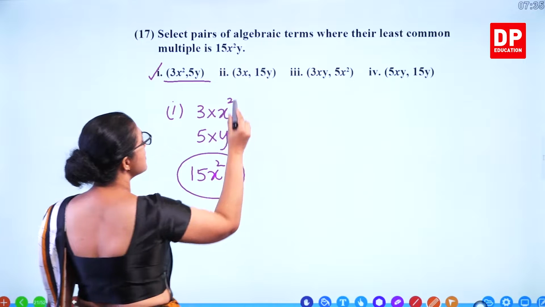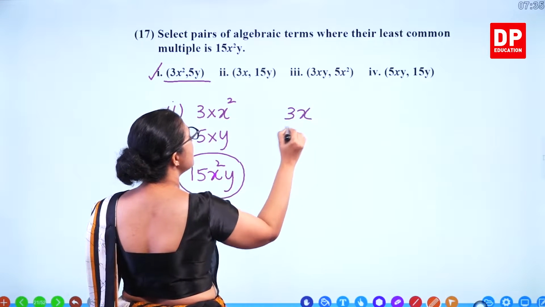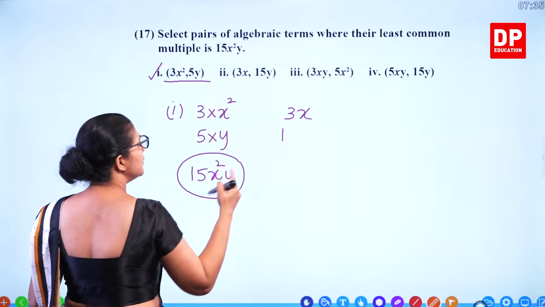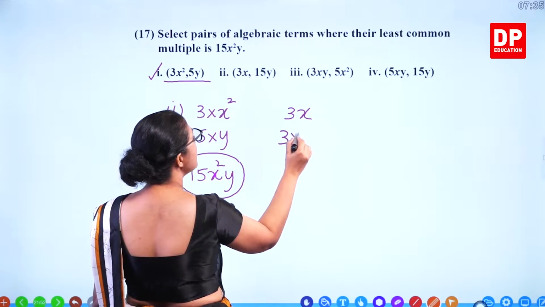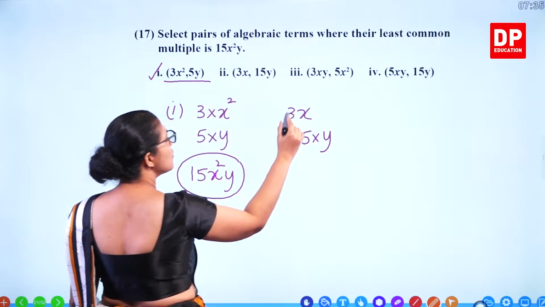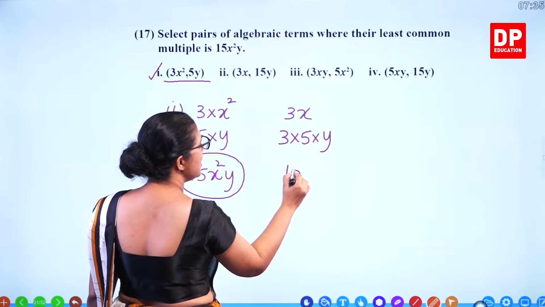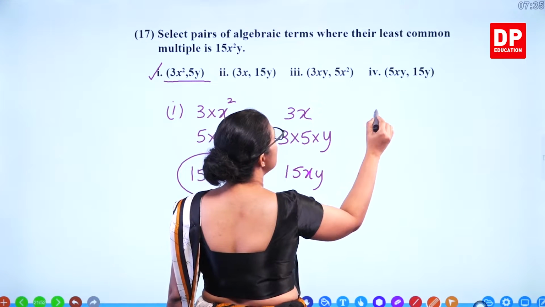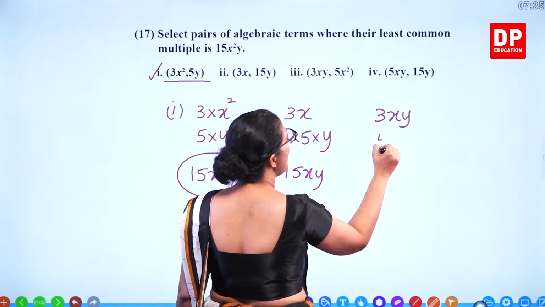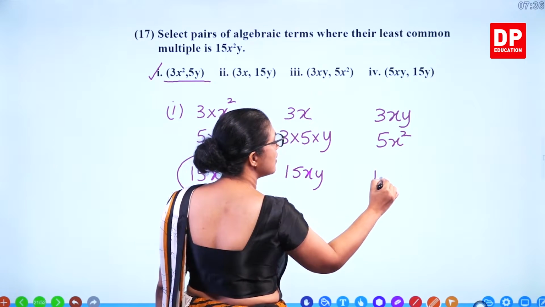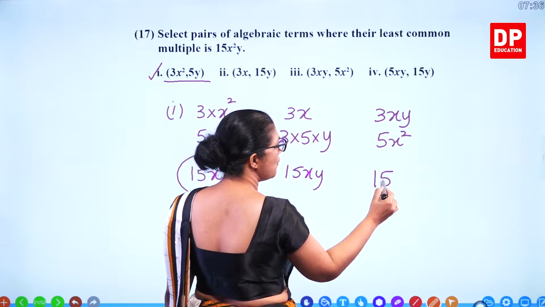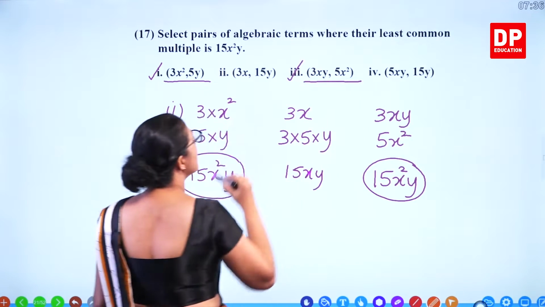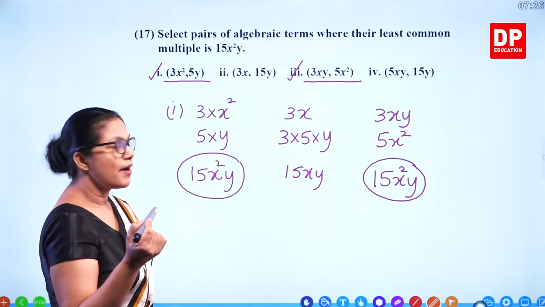Take a look at second one. 3x and 15y. That means 3 times 5. I'll write 3 times 5. Instead of 15, I can write 3 times 5y. So you get 3 times 5, 15 xy. So that's not the same. Then you take the third one, 3xy, 5x squared. So when you take the highest power, this is 3 and 5, you get 15 x squared y. So that's also correct. You get 15 x squared y.